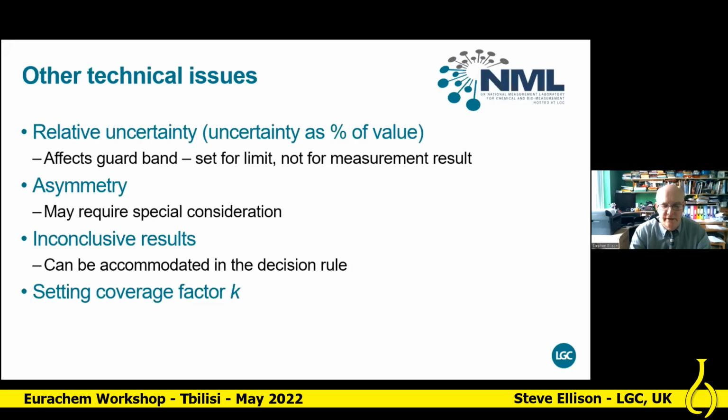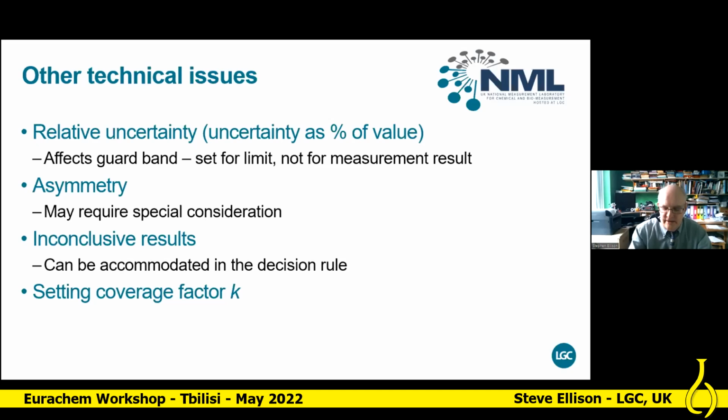Another issue is that we do see some cases, particularly with large uncertainties, where the uncertainty interval can be asymmetric, it can be bigger on one side than the other. That is dealt with to an extent in the guide, and some suggestions are given for handling that. It's also possible to write decision rules that give you a pass, a fail, and an inconclusive answer. That's also in the guide.